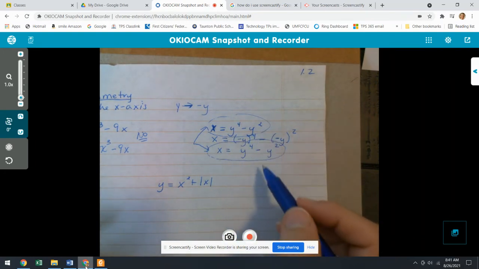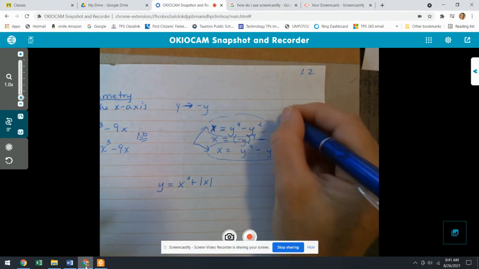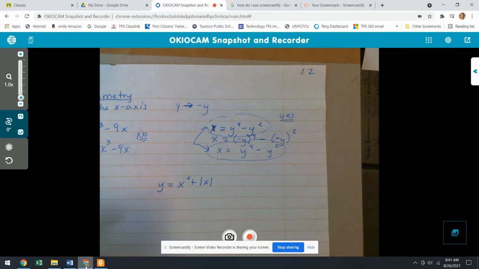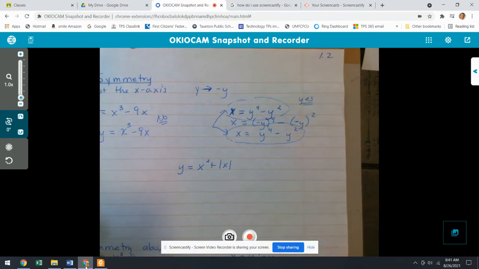And we can see that they are matching. So yes, this does have symmetry with respect to the x-axis. The third equation we'll try also.